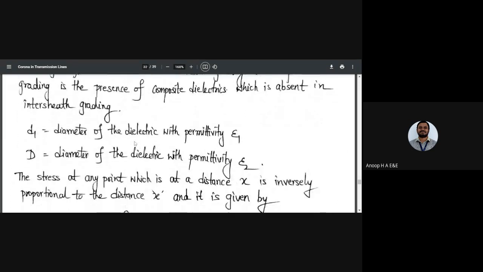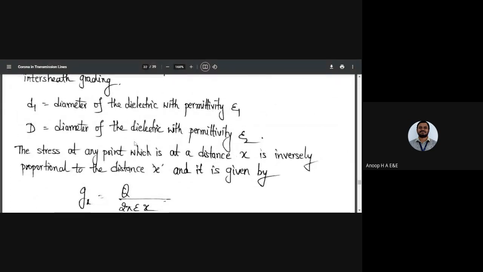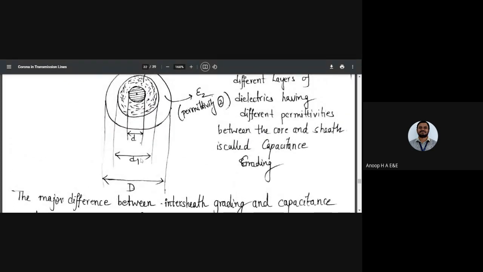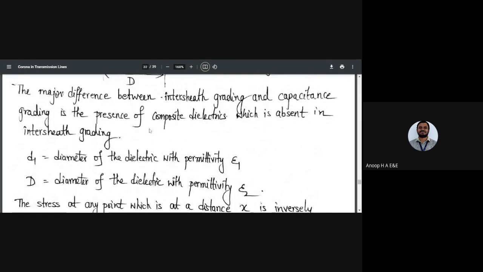Okay. So next we are going to have the diameter d1, which is the diameter of the dielectric with permittivity epsilon 1, and capital D is the diameter of the dielectric with the permittivity epsilon 2. So two diameters are there here. In between the diameters, I'm going to introduce the permittivity epsilon 1 and epsilon 2. Okay, so that is what I mean by it. Hope it is clear right now.